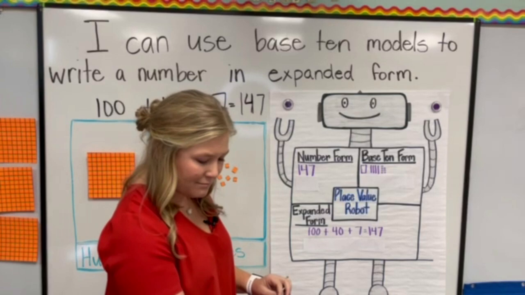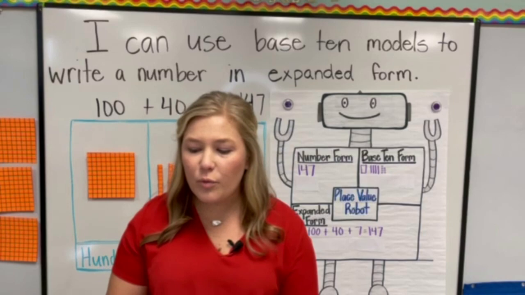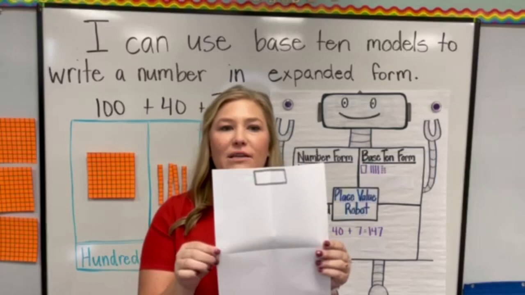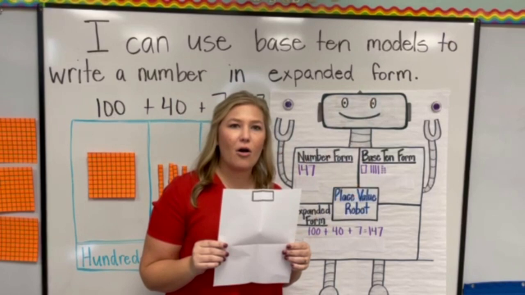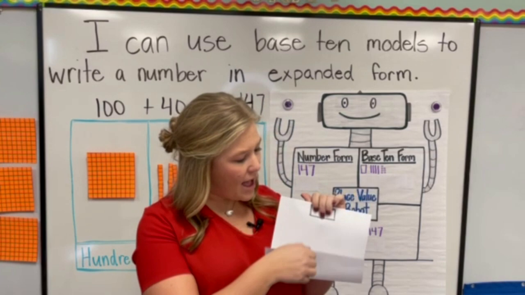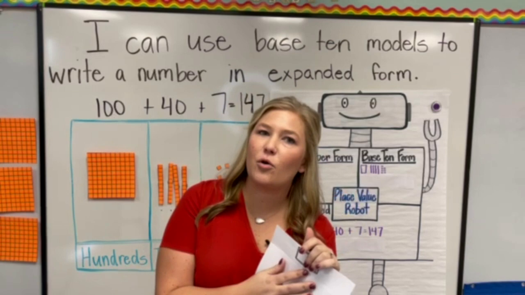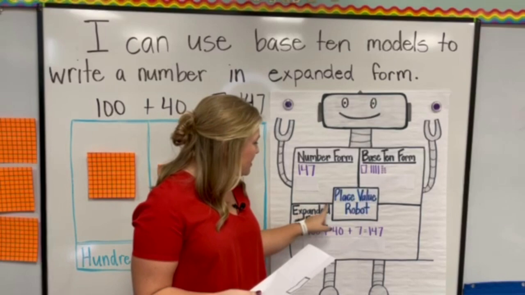Now you're going to make your own graphic organizer at home. And this is where you need your piece of paper. At the top of your piece of paper, you're going to draw a small rectangle. Try to make it in the middle of our paper. This is going to be the head of our robot. Next, you are going to fold up the bottom of your paper just so it reaches to the bottom of the head of your place value robot. And this crease is going to draw this line right here in the middle of our robot.